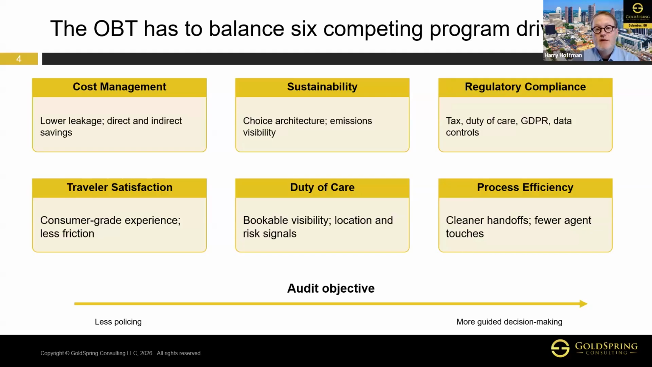The big thing with the OBT audit and with the OBT overall is process efficiency. It's got to work smoothly. It's got to have a clean handoff for all the different pieces involved, with fewer agent touches, and be less clunky for travelers. That's probably one of the biggest complaints we hear overall. The overall objective of an OBT audit is less towards policing and more towards guidance and decision making. Again, what I like to say is travel smarter, not harder, making sure travelers are empowered to buy what we want them to buy, that we're directing them towards the right path.